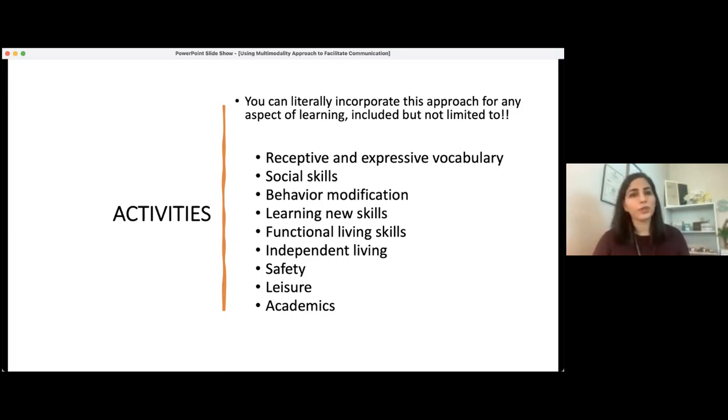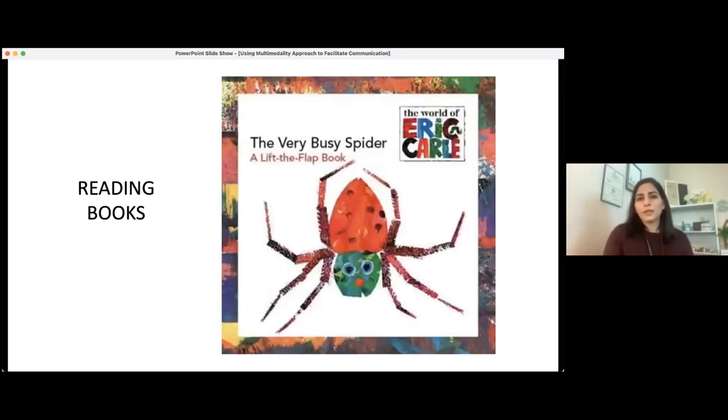Safety, it's very important for them to have alternate ways of expressing when they are in danger. Leisure, of course, playing games, board games, we should be able to provide them with the facilitation on how they can actually sit down and play a game. And then academics, of course, is the biggest, it's used in academics anyway.